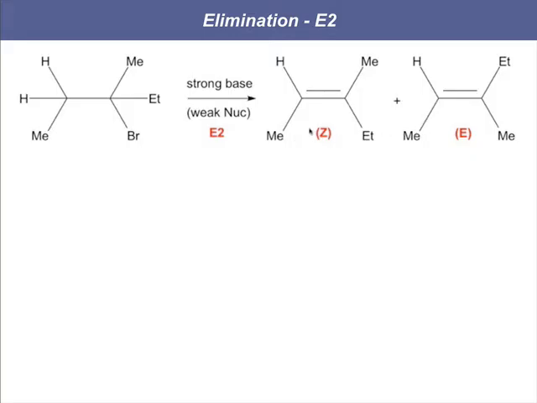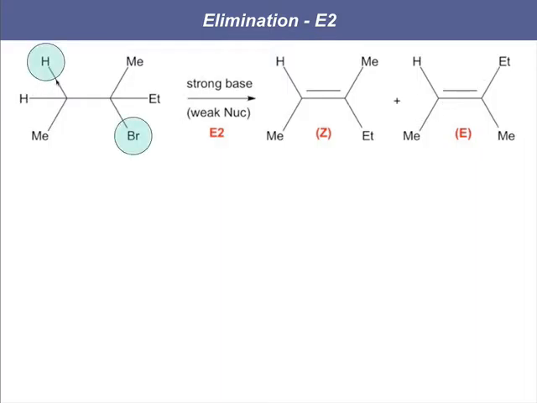Notice that this is the Z because the larger group on the left is the methyl, and the largest group on the right is the ethyl, and those two groups are on the same side of that double bond, the same face of that double bond. This is E because here the methyl is the largest group on the left, the ethyl is the largest group on the right, and they're on the opposite face of that double bond.